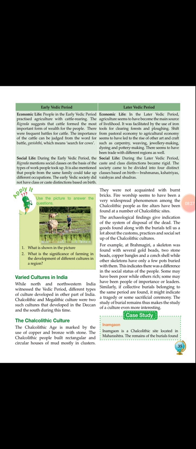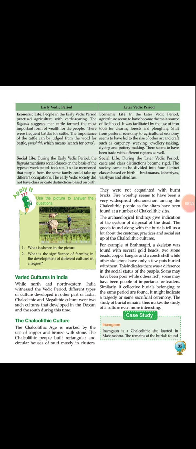But in the social life of the later Vedic period, caste and class distinction became rigid. The society came to be divided into four distinct classes based on birth: Brahman, Kshatriya, Vaishya, and Shudra. It means in the later Vedic period, the society was divided into four groups: Brahman, Kshatriya, Vaishya, and Shudra.